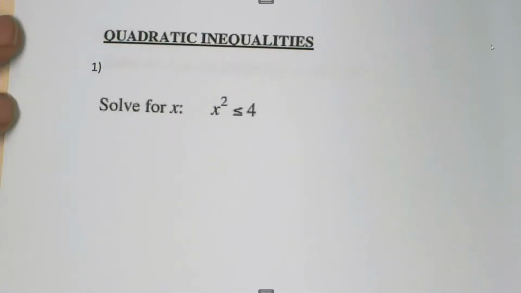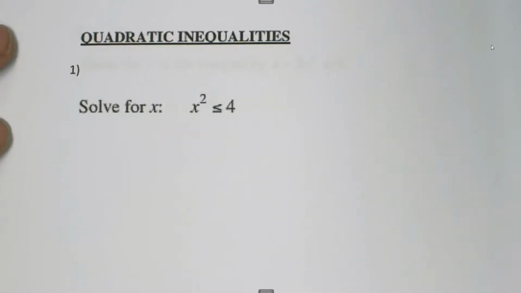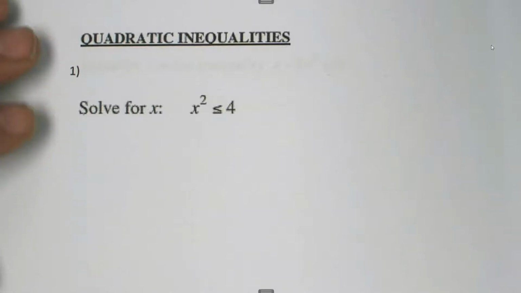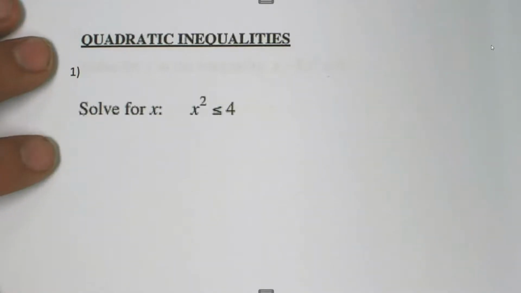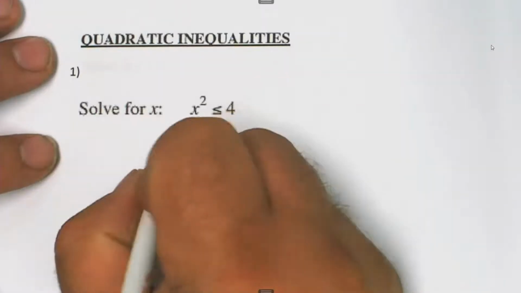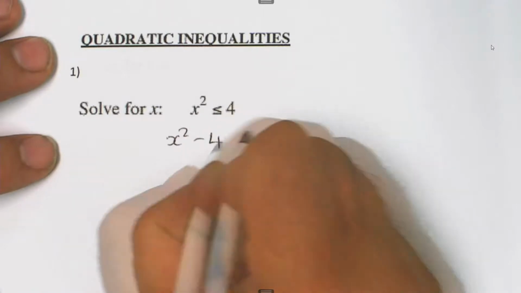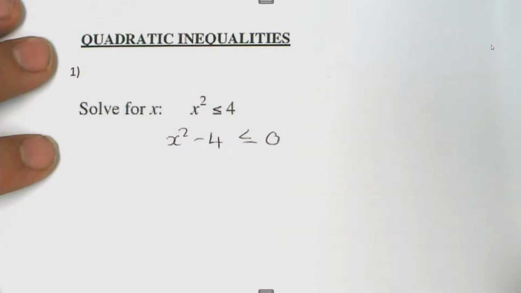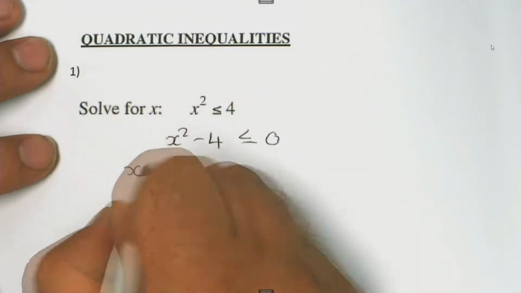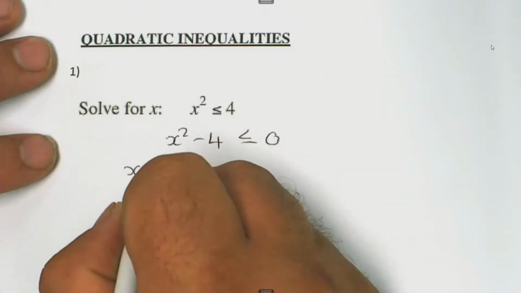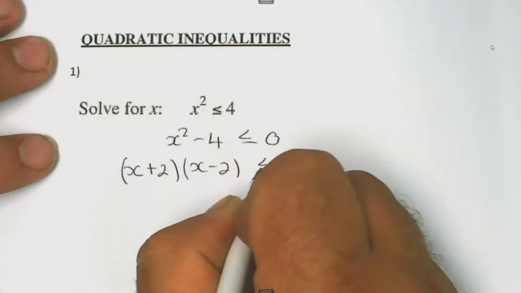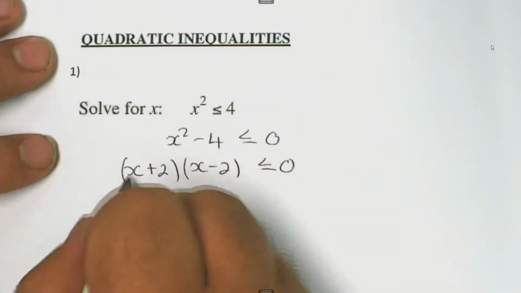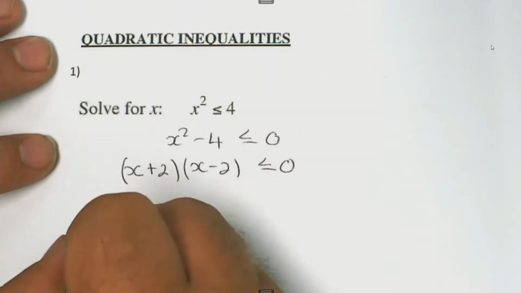Quadratic inequalities. Now to solve a quadratic inequality, we solve it in the same way as a quadratic equation to a certain extent. We bring everything to the left-hand side. We make the right-hand side equal to 0. Then we factorize. Factors of x squared negative 4, difference of 2 squares, x plus 2, x minus 2 less or equal to 0.